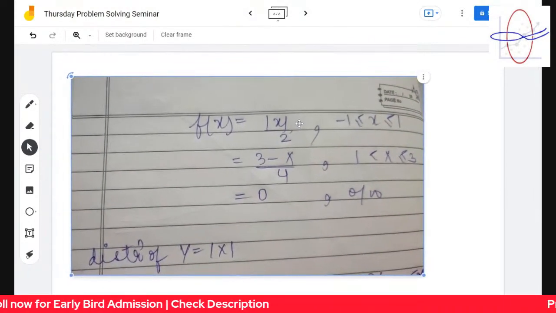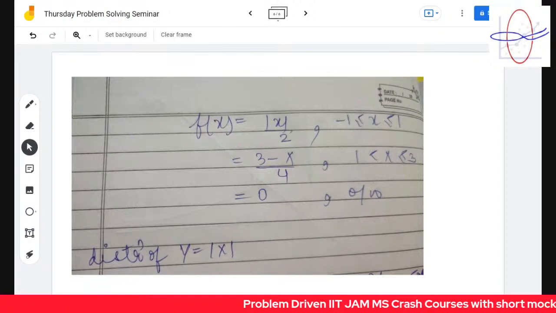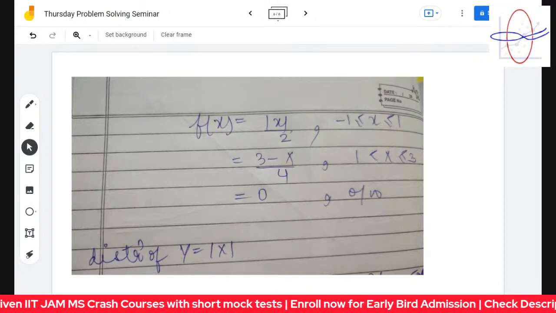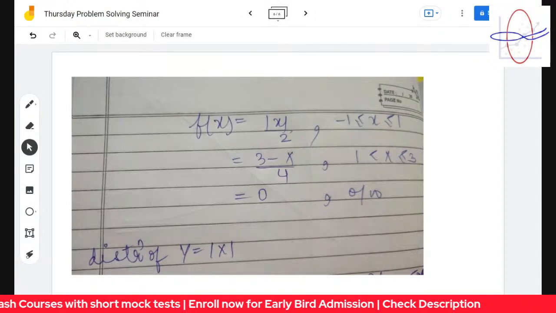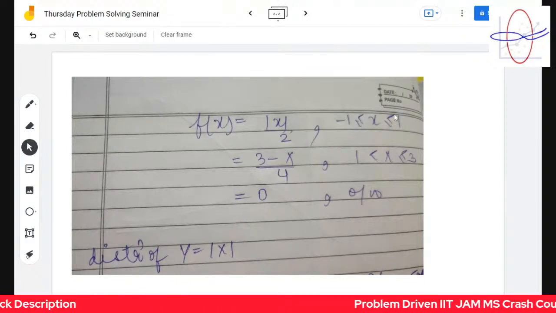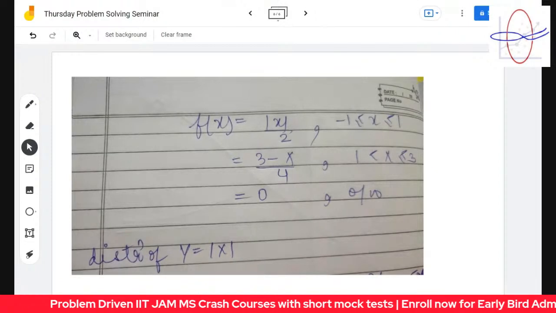Perfect. So let's understand this problem. It's given a density of a random variable, and we have to find the distribution of y is equal to mod of x. So what is the first step, guys? Do you remember? Can anyone tell me the first step of finding a distribution? I told you repeatedly. What is the problem solving strategy for the first step? Anyone?